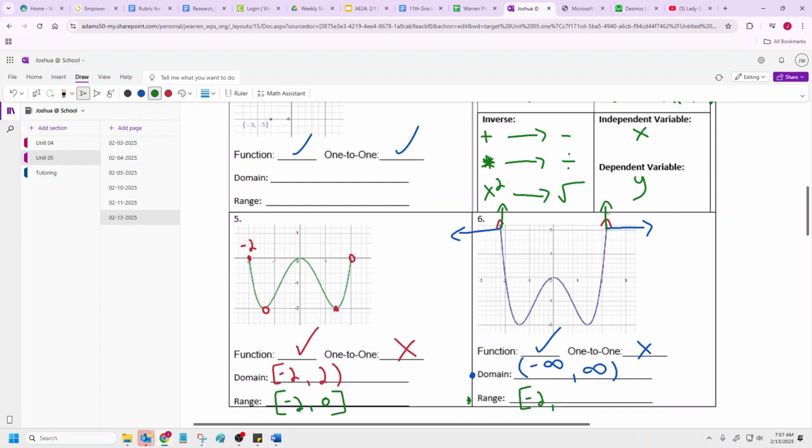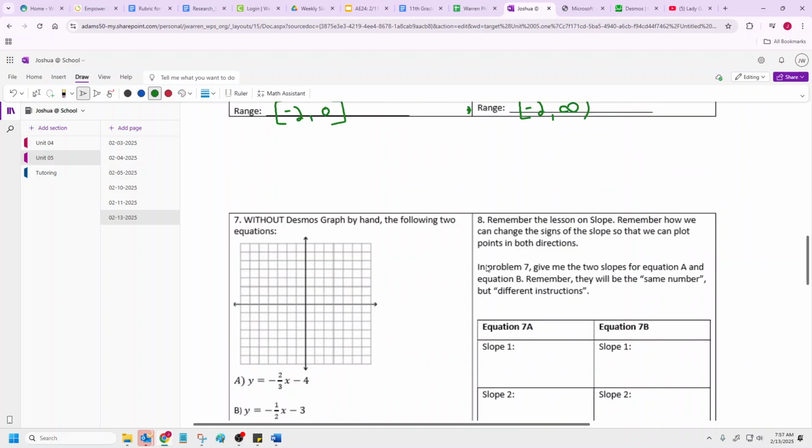And then I'm going to follow it all the way up. You see how my arrows are going up forever into positive infinity? That means it never stops, and that's my domain and range there. All right, we're going to move on to the next stuff.